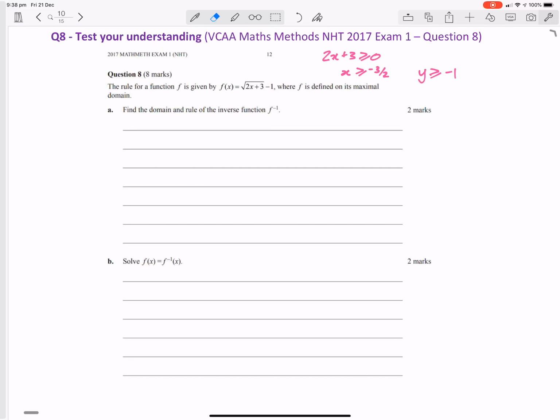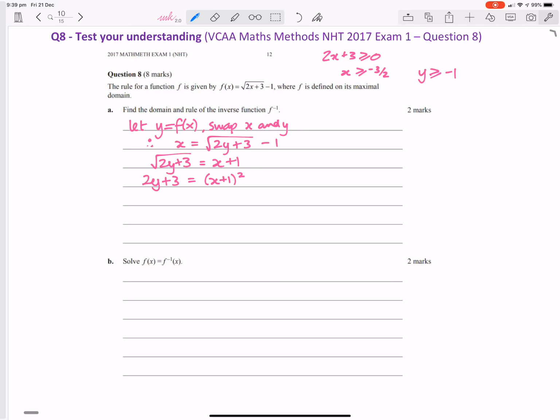Find the domain and the rule for the inverse function. So we'll say let f of x equal, or I should say it the other way around. Let y equal f of x. Swap x and y. So therefore, x equals root 2y plus 3 minus 1. Bring our 1 to the other side, so we get root 2y plus 3 is equal to x plus 1. 2y plus 3 is x plus 1 squared.